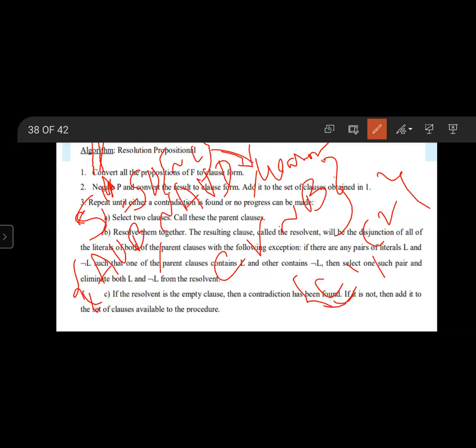Resolution in propositional logic. Here in propositional logic, there are two normal forms, namely disjunctive normal form, DNF, and conjunctive normal form, CNF.